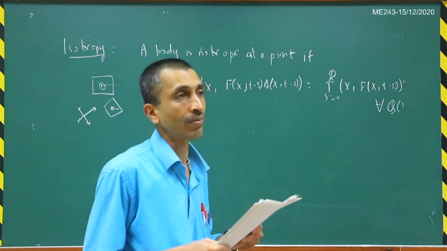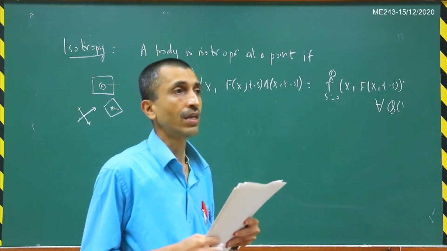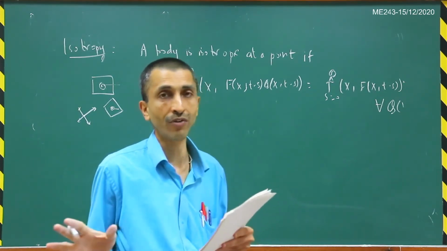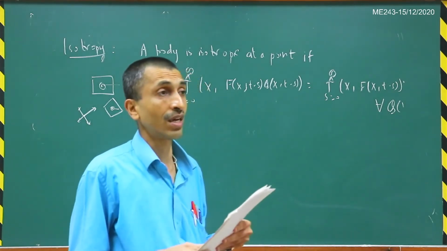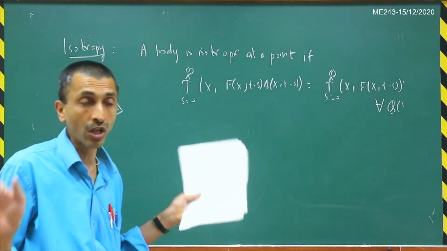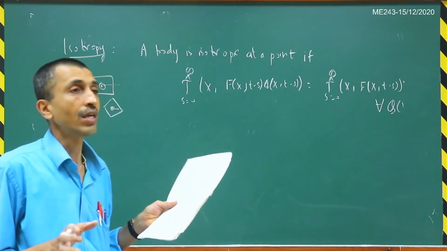The important thing here is that we should not confuse material frame indifference and isotropy. Material frame indifference is an axiom, so that is something that is universally true for all materials. We are saying that the form of the constitutive relation remains the same in all frames of reference.